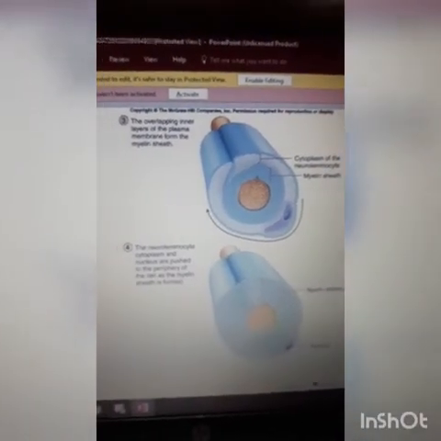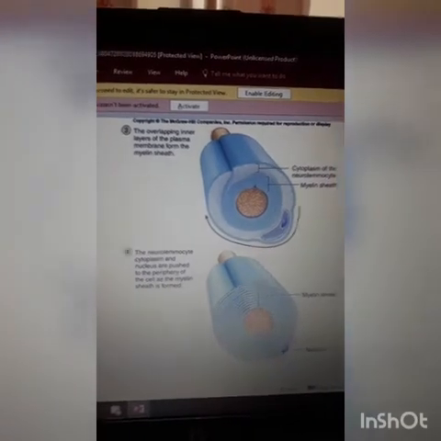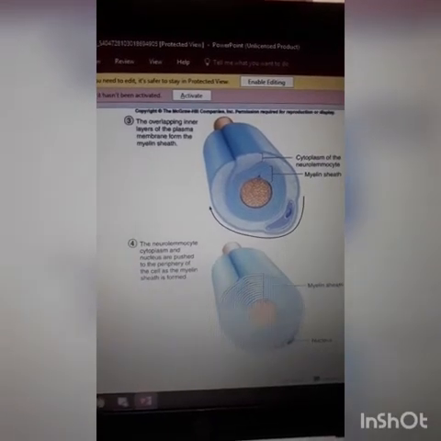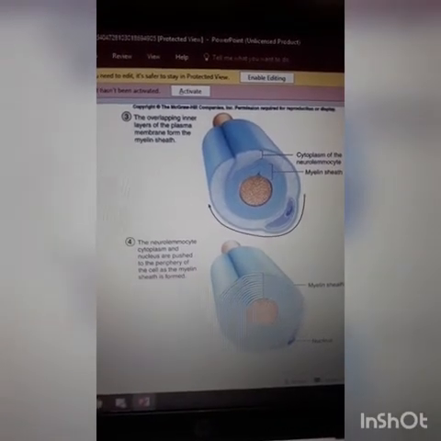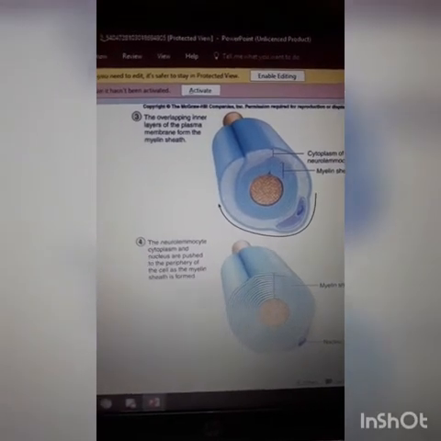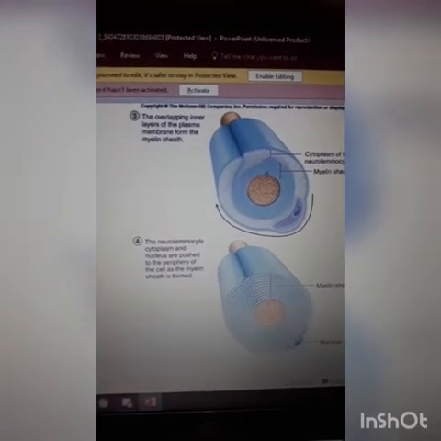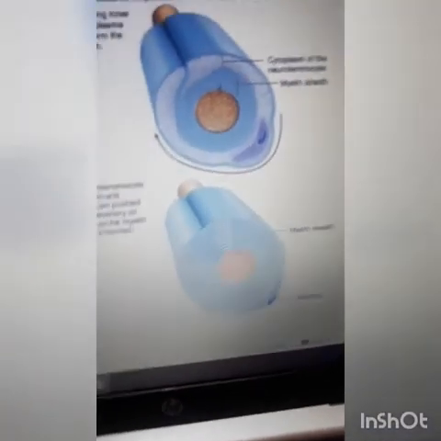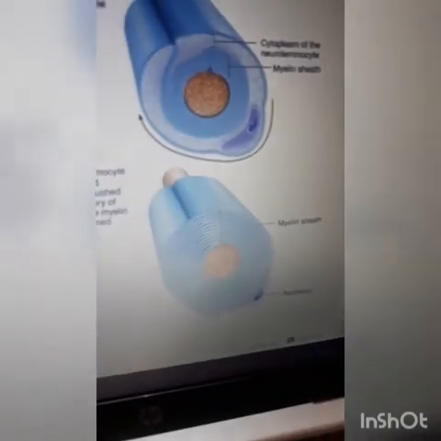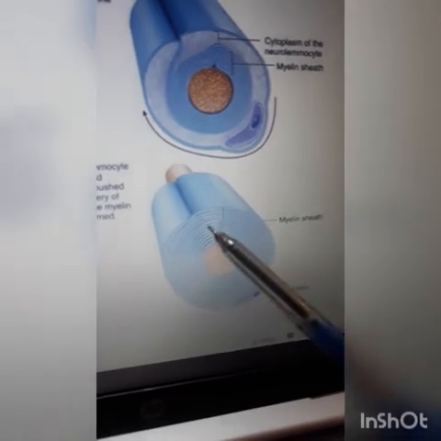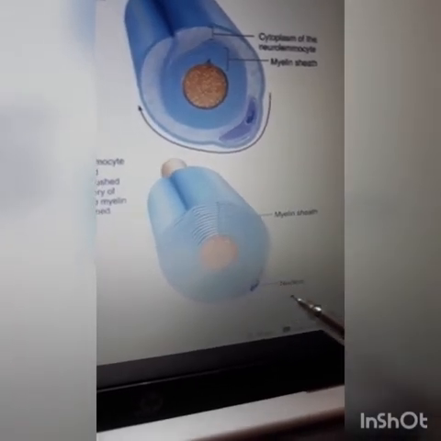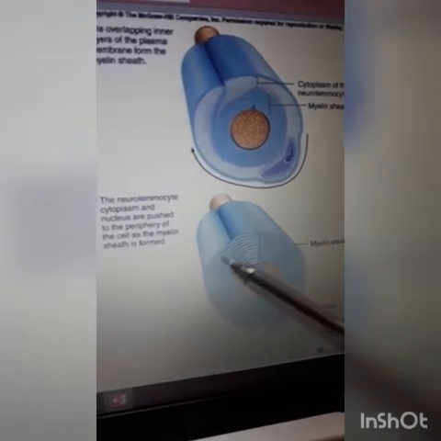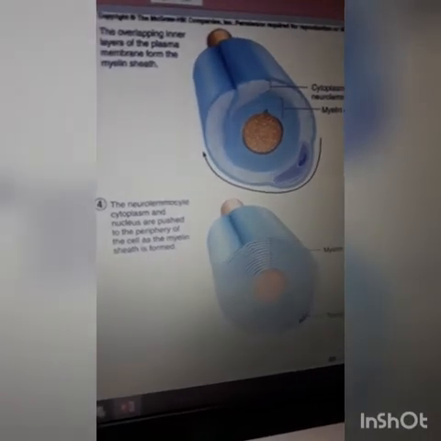Here we can see the diagrams: the overlapping of the inner layer of the plasma membrane of the neurolemmocyte and the myelin sheath. When the overlapping starts and reaches its peak stage, the cytoplasm of the neurolemmocyte is pushed to the periphery of the cell and the myelin sheath is formed. Here is the complete myelin sheath, and here is the nucleus.